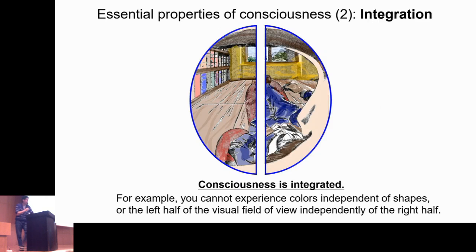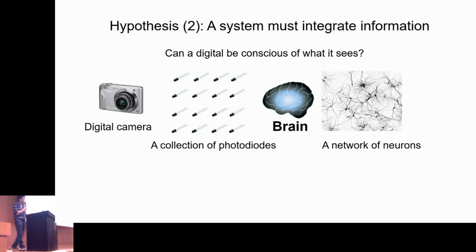So the next one is integration. The essential problem is, again, that consciousness is integrated. Here, a hypothesis is that the system must integrate information. So the question here is: can a digital camera be conscious of what it sees?